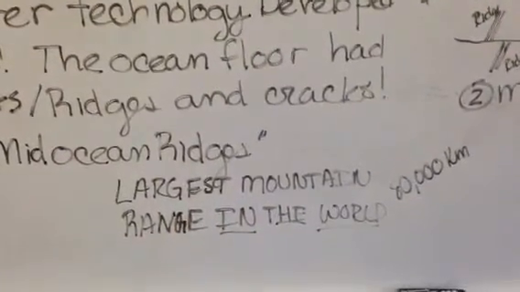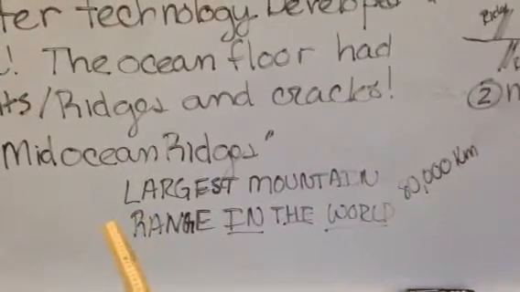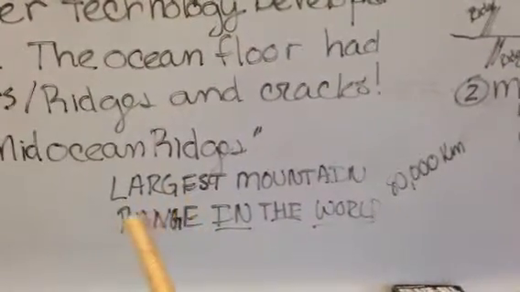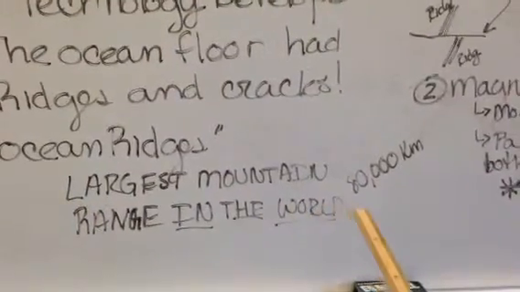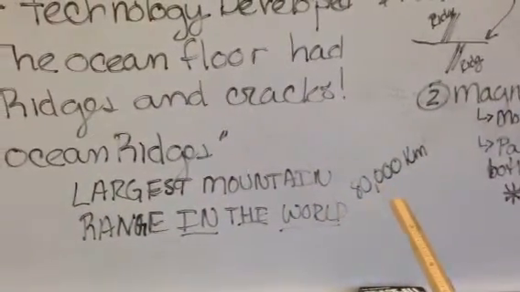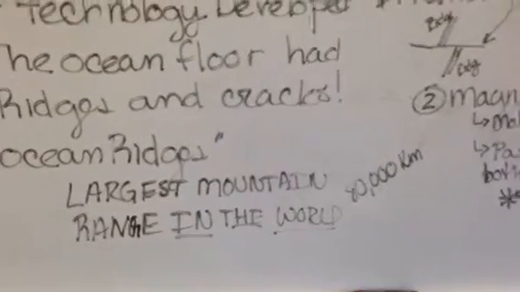And these mid-ocean ridges are actually the largest mountain range in the whole world. If you look at the bottom of the ocean and you look at how long the mountain range is for all of these ridges under the water, that's going to be like 80,000 kilometers. That is huge.